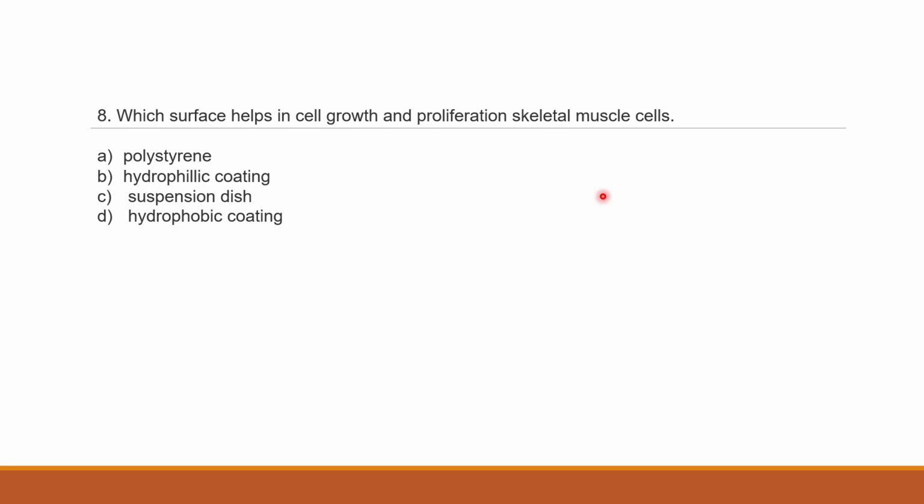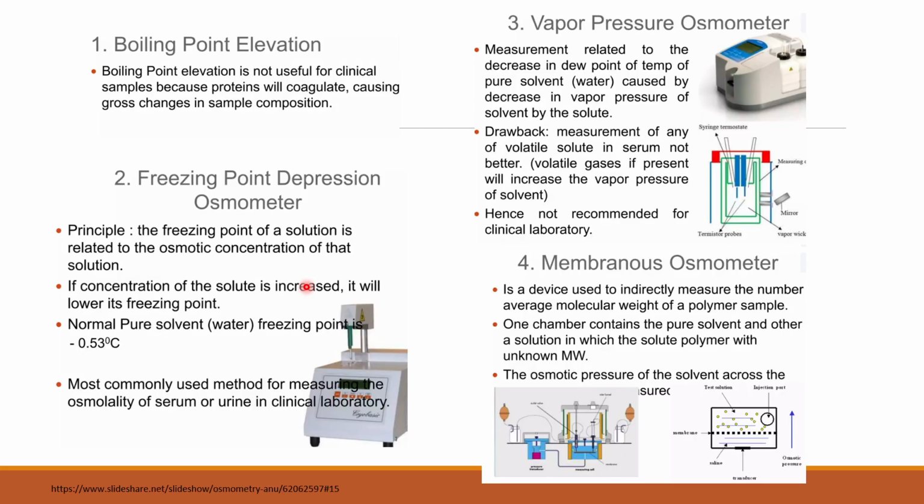Which surface helps the cell growth and proliferation of the skeletal muscle cells? You know what type of cells skeletal muscle cells are, right, whether they are adherent or non-adherent, anchorage dependent or independent. Based on the knowledge of the type of the cell, you can guess what kind of surface they will prefer. Will they prefer polystyrene, that is your plastic, or some hydrophilic coating or hydrophobic coating or suspension dish? What is your answer for this?